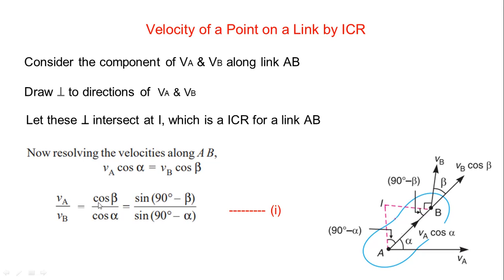What is the value of cos beta? I can write cos beta as sine of 90 minus beta. Similarly, cos alpha can be written as sine of 90 minus alpha. Consider this as equation number 1.